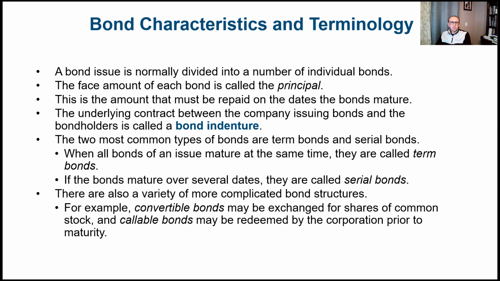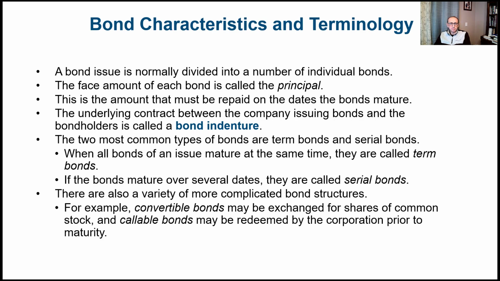A bond issue is normally divided into a number of individual bonds. The face amount of each bond is called principal. This is the amount that must be repaid on the date the bonds mature. So remember, the term principal is like the face value of the bond, which is how much the issuer of the bond should pay the bondholders at the maturity date. The underlying contract between the company issuing bonds and the bondholder is called a bond indenture. Please remember that this is like an agreement. The bond agreement is called a bond indenture.